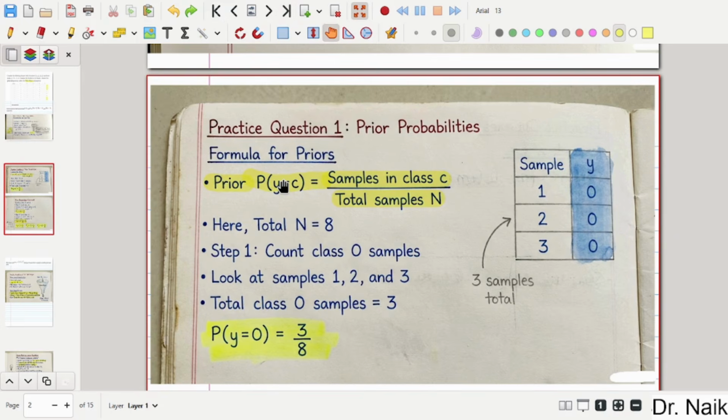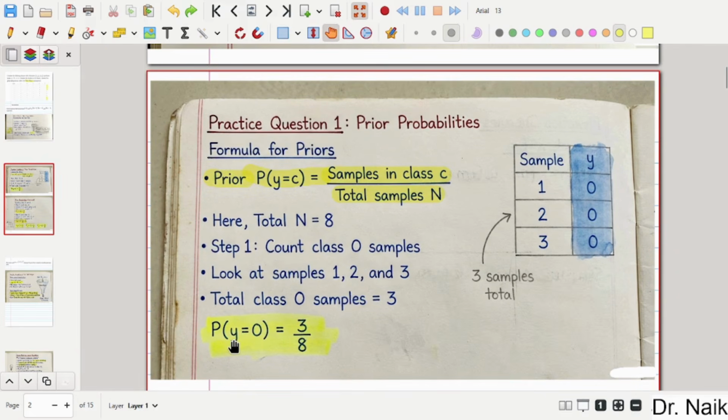Now calculate the prior probabilities. So prior, that is P of y equal to C, is calculated by the formula: samples in a class C divided by total number of samples. So the total number of samples, capital N, is equal to 8, that is given in our question. So now count the class 0 samples. So just now we see that our data has 3 samples that belong to the class 0. So total number of samples that have the class 0 is 3.